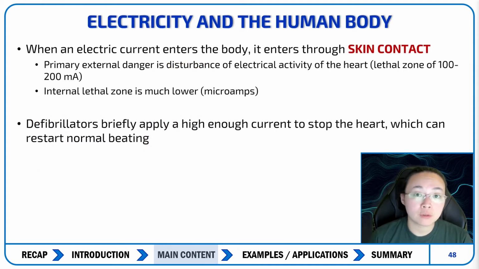So focusing more on how electricity affects the human body, when an electric current enters the body, it's going to enter through skin contact. Our skin, our sweat, the oils on our skin, these are all conductors. And so the primary external danger is the disturbance of the electrical activity of the heart. Because we are conductors through our skin, when an electric current enters the body, our biggest fear is that it's going to travel to our heart and cause a cardiac arrest.